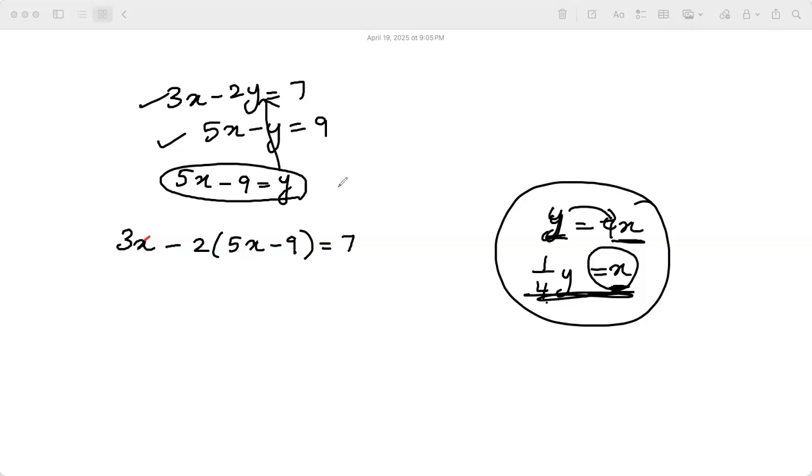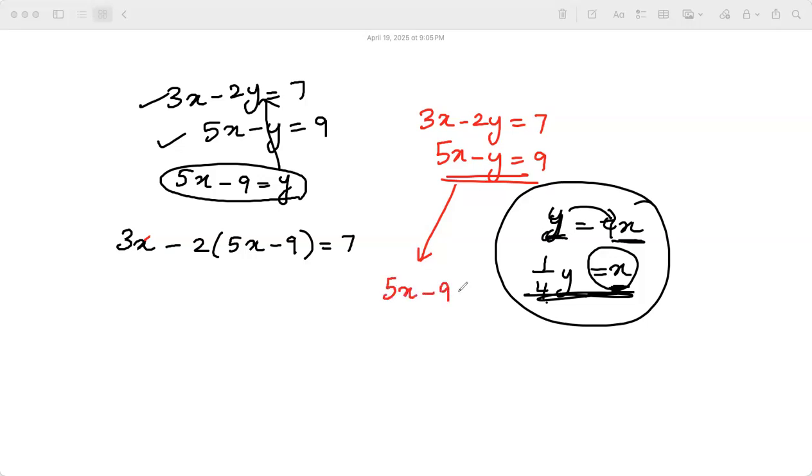Now let me go ahead and explain once more. 3x minus 2y equal to 7. 5x minus y equal to 9. The second equation seems easier for me to express one variable in terms of the other. Add y to both sides, or I can put it as 5x minus 9 equal to y. So now I've expressed y in terms of x. Any questions, Anish? No. Okay.